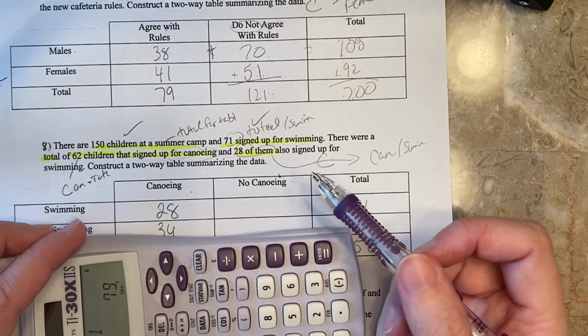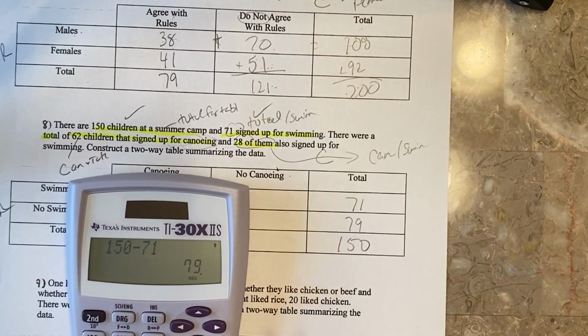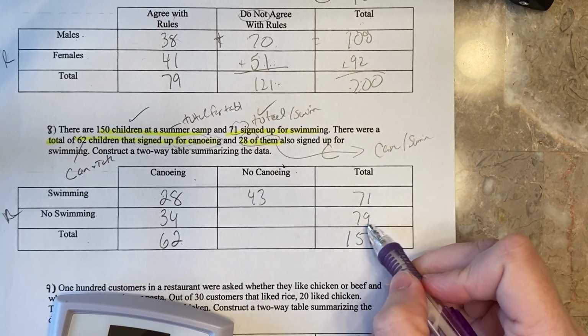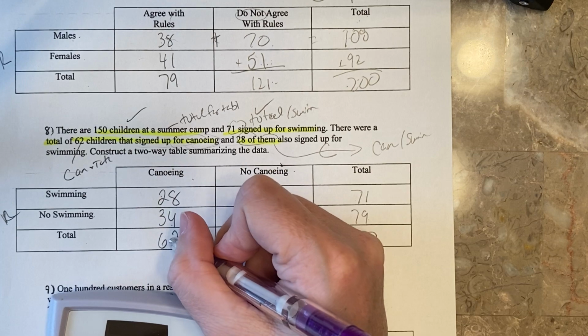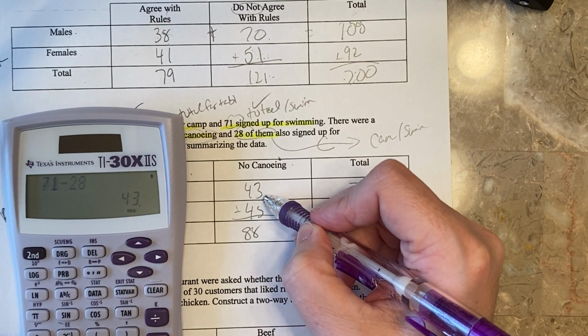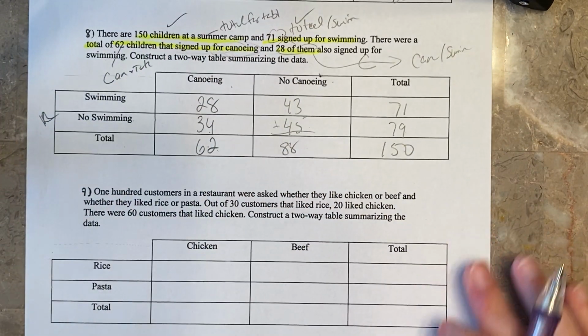Now I've got to go here on the rows. 28 plus something is 71, so I've got to do my difference. 71 minus 28 is 43. 79 minus 34 is 45. 150 minus 62 is 88. And if we want to quickly check those, 43 plus 45 is 88. Good. All right. Hopefully this is getting a little bit quicker.